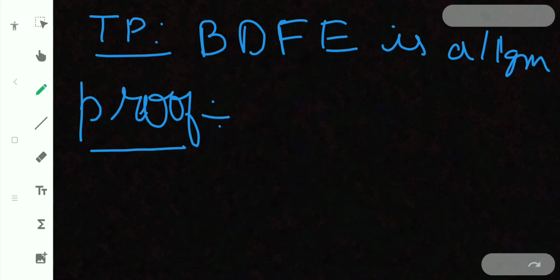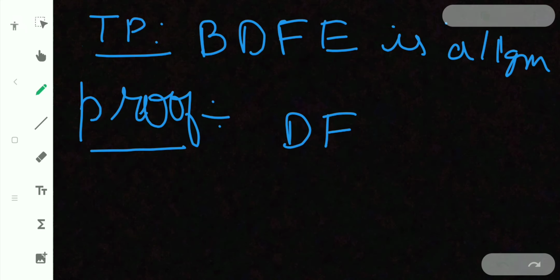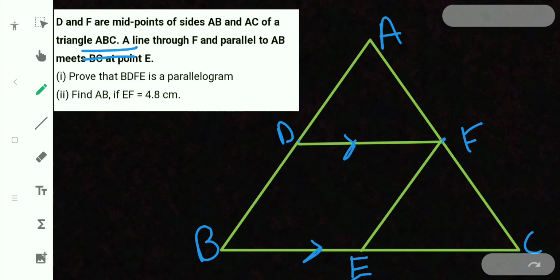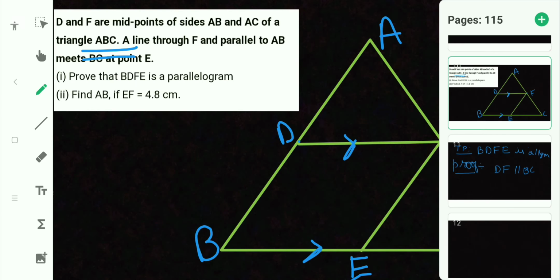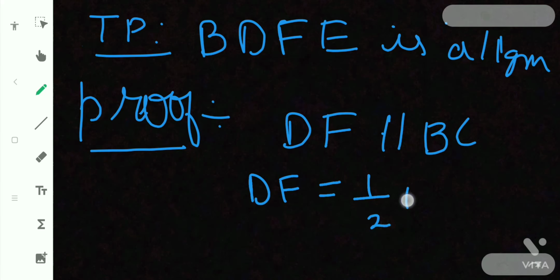So we can write DF will be parallel to BC. Okay. And DF will be equal to half of BC. That we have to write. DF will be equal to half of BC.